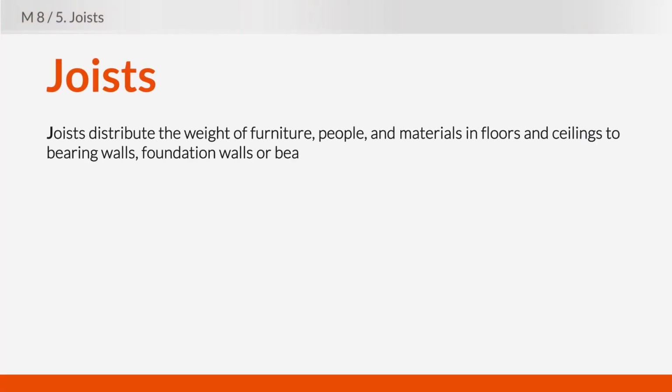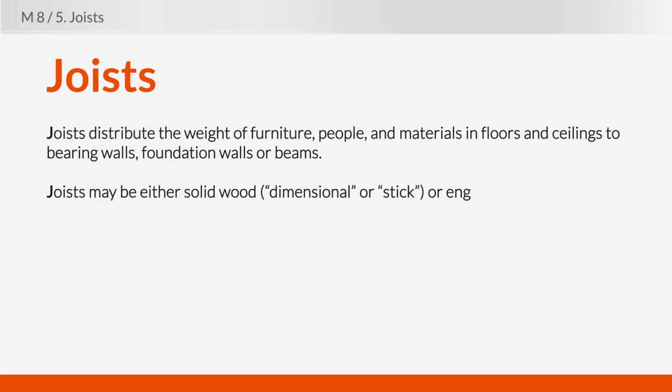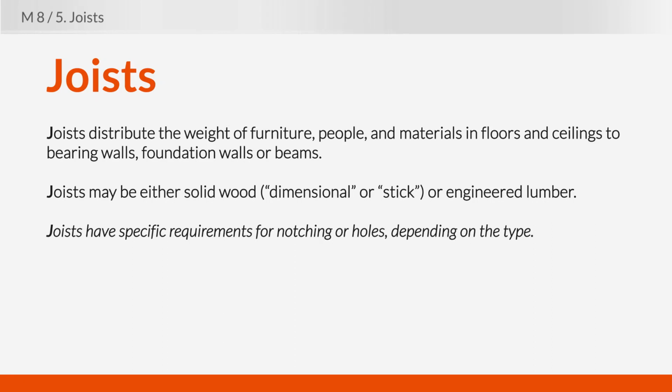Joists distribute the weight of furniture, people, and materials in floors and ceilings to bearing walls, foundation walls, or beams. Joists may either be solid wood, otherwise known as dimensional or stick lumber, or they may be engineered lumber. Joists have very specific requirements for notching or holes, depending on whether it's solid wood or engineered lumber.